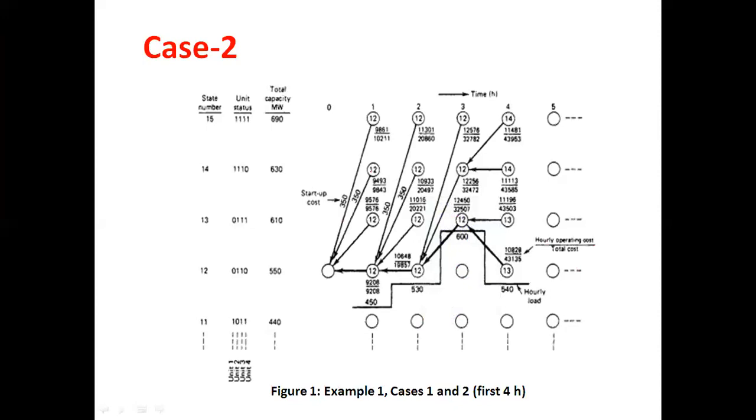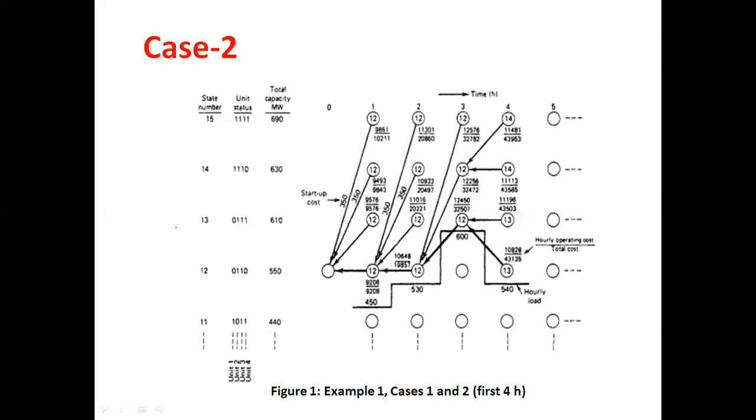And it is seen that for hour 1, state 12 is the most feasible state considering the economic concern. For hour 2, state 12 again is feasible. For hour 3, state 14 is feasible. And for hour 4, state 12 is feasible with the help of minimum cost. And in this way, the entire case 2 is designed for case 1 and case 2, because case 1 is the priority list scheme, and case 2 is where the complete enumeration is there.